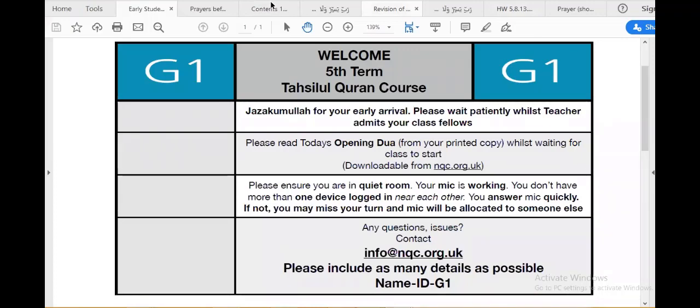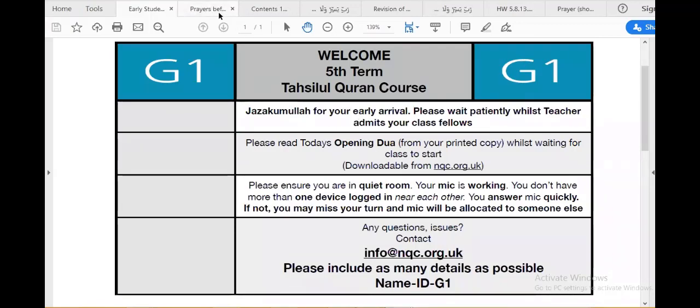A quick reminder about class rules. As always, please make sure you are logged in with your correct ID. Please make sure that your heads are covered and that you are sitting in a nice and quiet place with no disturbances in the background.